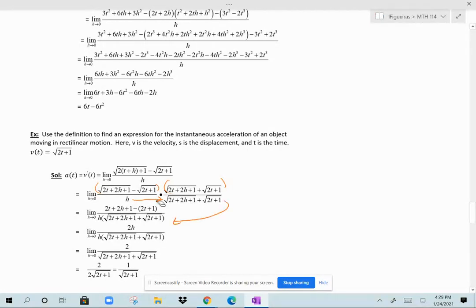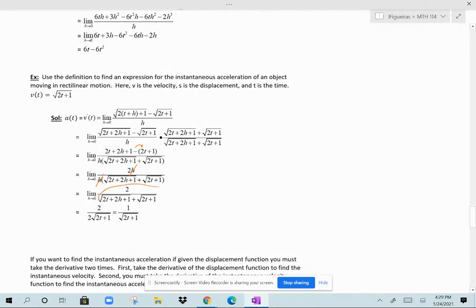And when I FOIL my numerator, a square root times the same square root just gives you the expression on the inside, the radicand, minus, same idea, same two radicals being multiplied together. So I'm left with minus 2t plus 1. So when I distribute this negative, the 2 t's and the 1's will cancel, so my numerator is just 2h over my denominator. The h's will cancel, so I'm left with the limit of this expression.